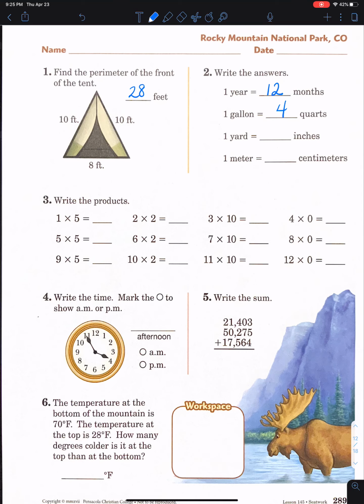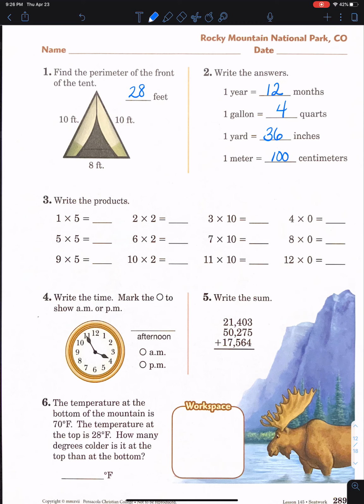How many inches are in a yard? These are all on the test. Yeah, 36. 36 inches in a yard. And 1 meter equals how many centimeters? Remember, centi means 100. So there are 100 centimeters that make up 1 meter.